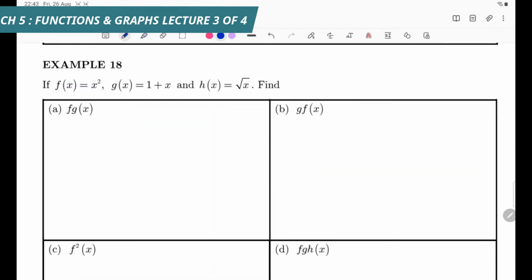Example 18. If f(x) is equal to x squared, g(x) equal to 1 plus x, and h(x) equal to square root of x, find a, f of g of x. Substitute g into f. So g(x) is 1 plus x, and then we're going to substitute 1 plus x into f. So it's going to be (1 plus x) squared. Next, g of f of x. Write down f(x) first, which is x squared. And then substitute f into g. Going to be 1 plus x squared.